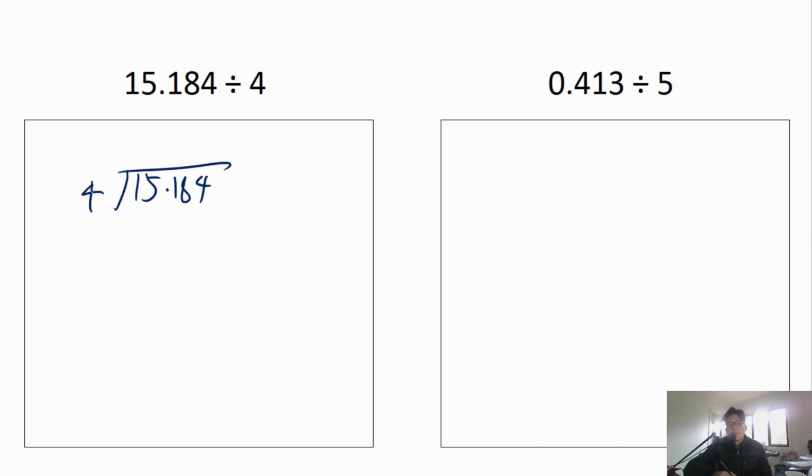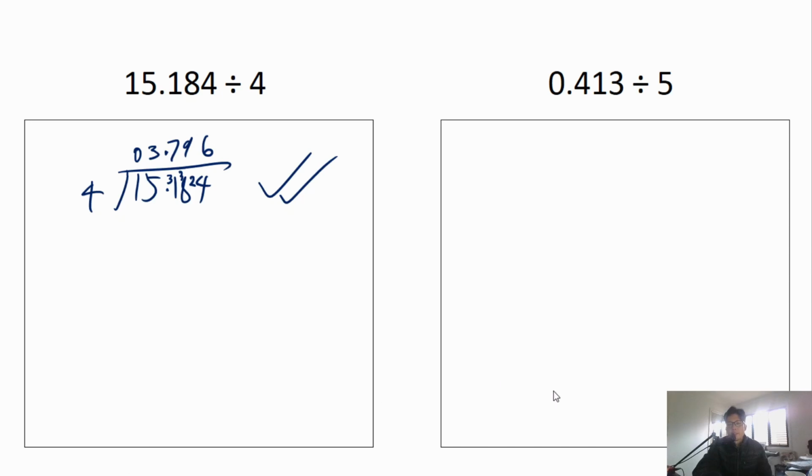Divided by 4. So 4 doesn't go into 1. 4 goes into 15 a total of 3 times. Gives you 12, so we have a remainder of 3. 4 goes into 31 7 times with the remainder of 3. 4 goes into 38 a total of 9 times. Gives you a remainder of 2, and 4 goes into 24 a total of 6 times. And we just write the decimal point directly above where it was in the dividend. So our answer will be 3.796. Give yourself a tick if you got that correct.